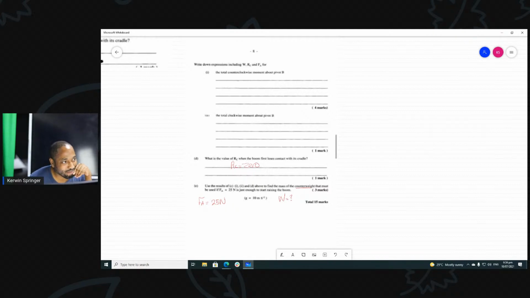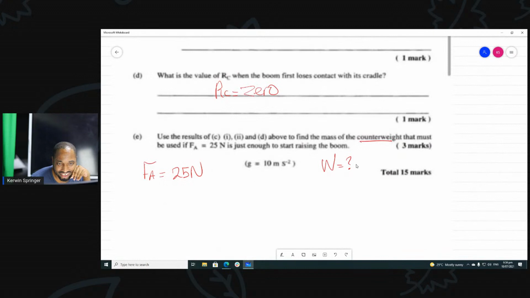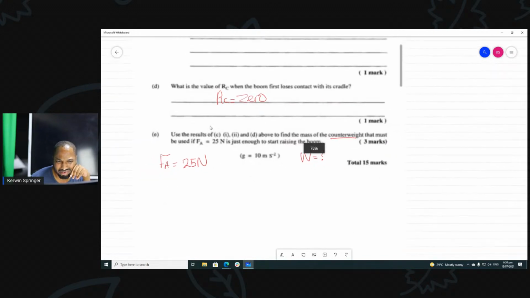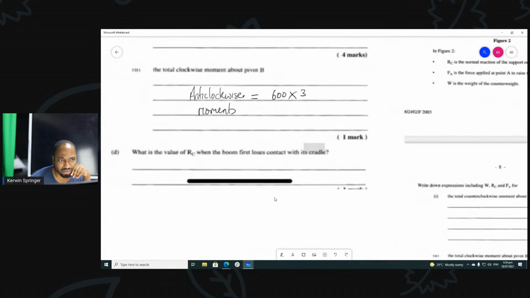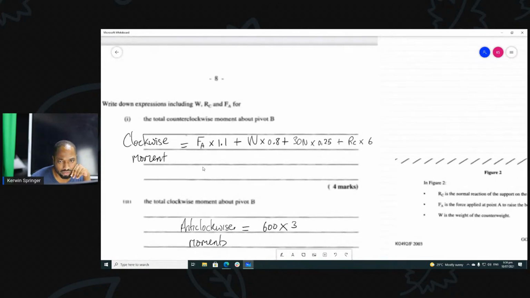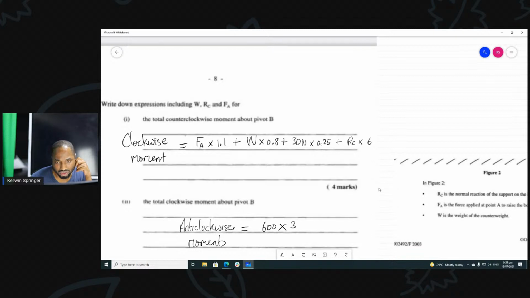Using the results of the previous part, FA. That is it. That's to go, because they're plugging in FA, they're plugging in RC for us.